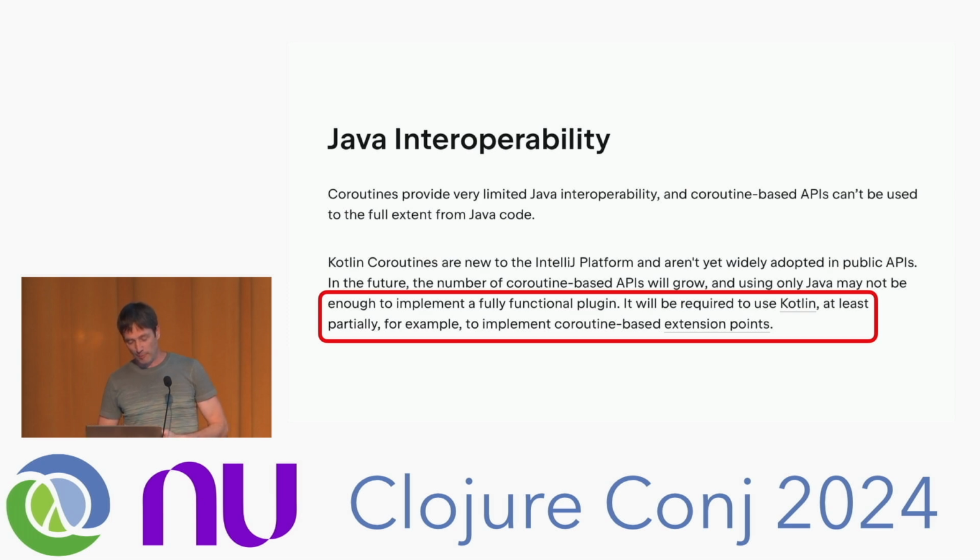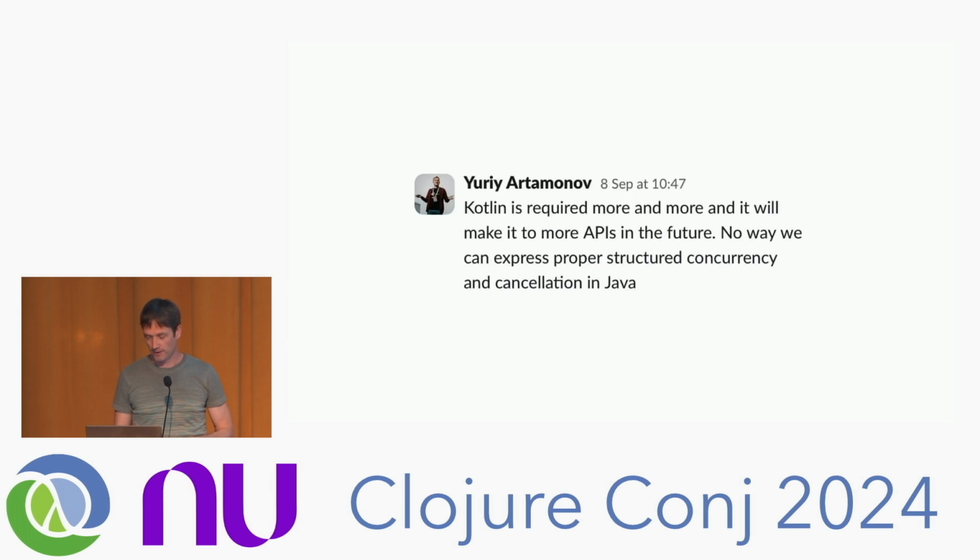And again, this is a snapshot straight from the doc. It will be required to use Kotlin, at least partially, for example, to implement coroutine-based extension points. And this is one of the developers in Slack: Kotlin is required more and more, and it will make it to more APIs in the future. There is no way we can express proper structured concurrency and cancellation in Java. So the writing has been on the wall for a while, and I now have a problem, right? I have 10 years of Clojure code, and I don't want to spend another 10 years rewriting it.